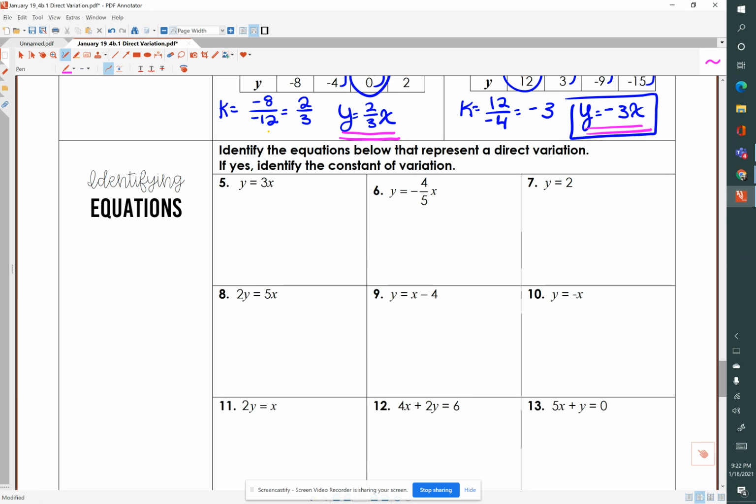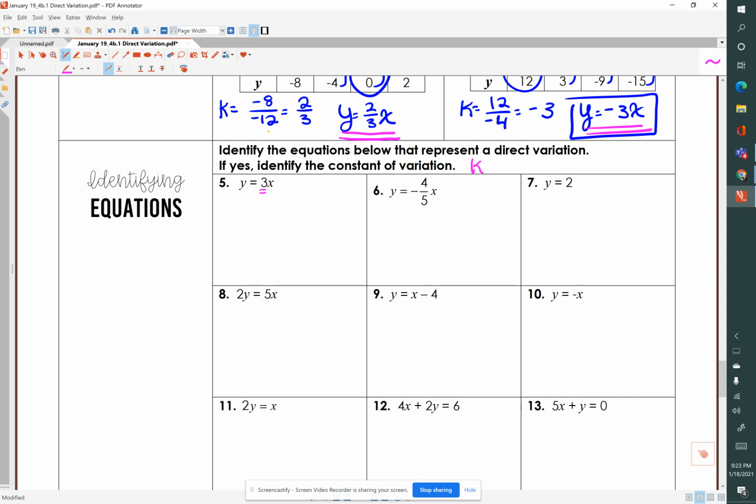But let's do some more practice. We're asked to identify the equations below that represent a direct variation. And if they are a direct variation, we're going to identify that constant of variation. We're going to identify the k value. So first we have number 5, y equals 3x or 3 of x.